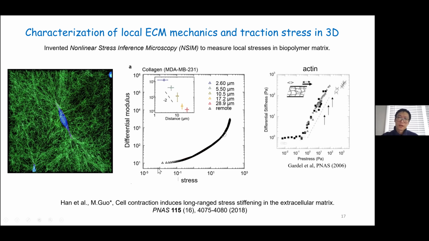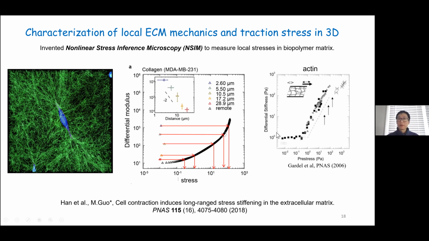Since we measured a nonlinear stiffness reference curve of the collagen by doing a local pulling away from a cell, we know that as we apply larger and larger force, the matrix becomes stiffer and stiffer. And we know that near the cell, the matrix is very stiff, and as we move away from the cell, it becomes weaker and weaker. So we very simply take the measured stiffness and use this reference curve to read out the corresponding stress in any of the measured locations. And that allows us to directly measure the stress at any point where we have a particle.